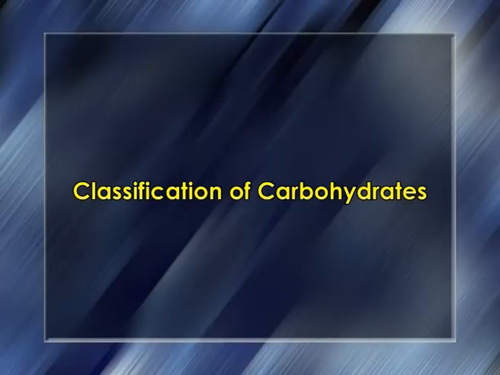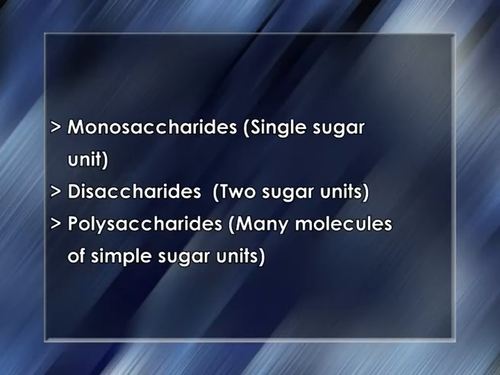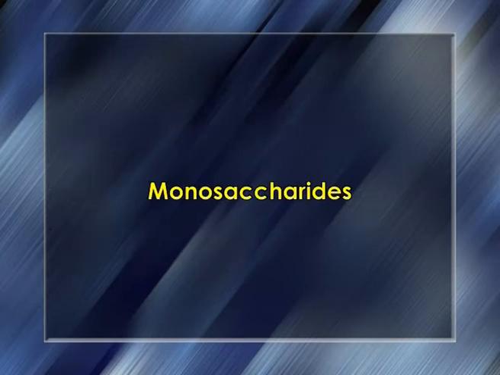Classification of carbohydrates. Carbohydrates are classified as monosaccharides which have single sugar unit, disaccharides with 2 sugar units and polysaccharides with many molecules of simple sugar units. Let's first discuss about the monosaccharides. Monosaccharides are simple carbohydrates which cannot be hydrolyzed to simpler compounds.